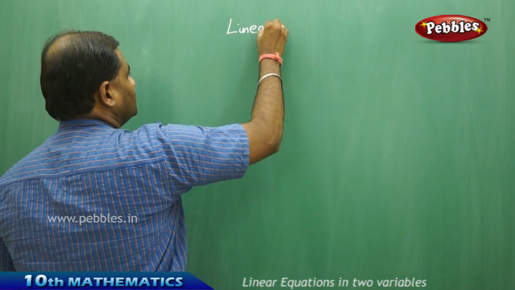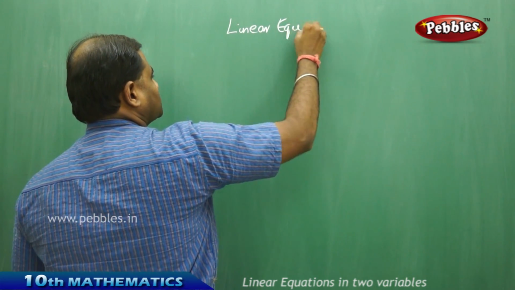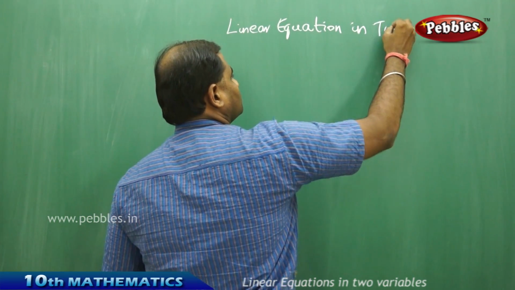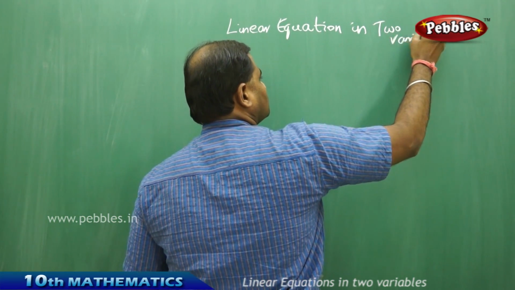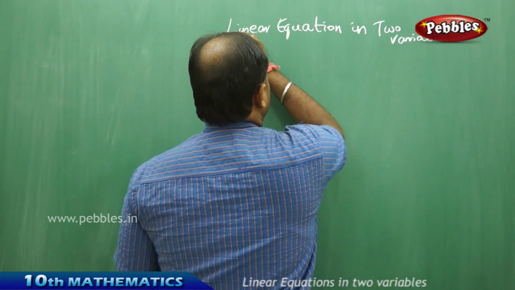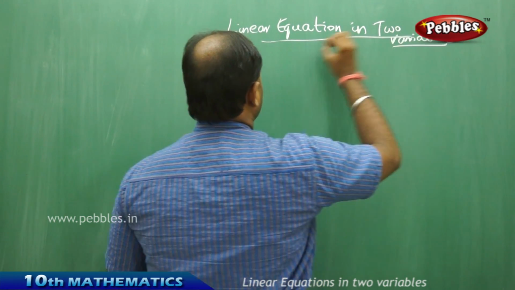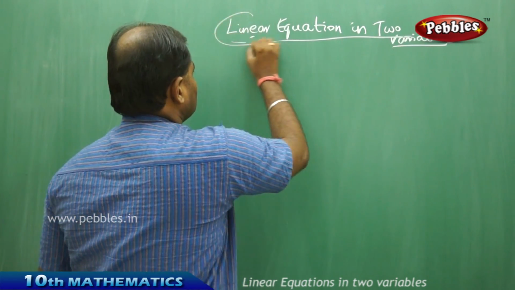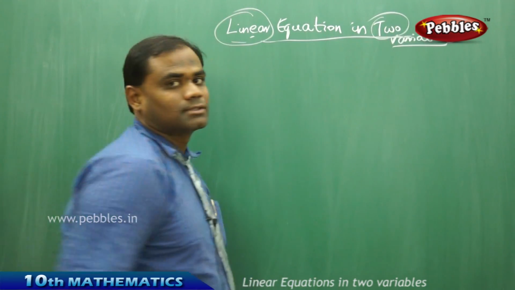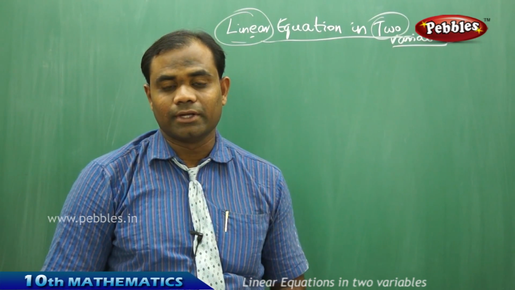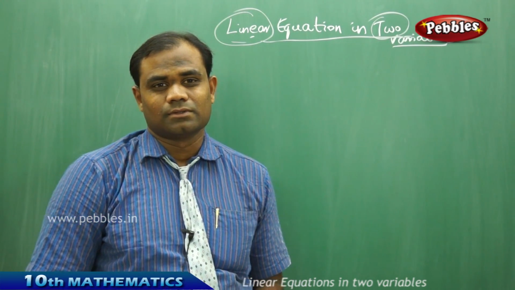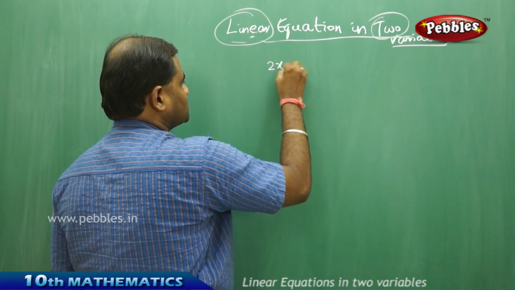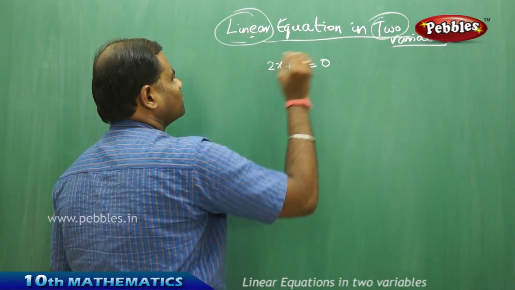Initially with the heading linear equation in two variables. The condition here is that the equation must be linear and must consist of two variables, is what is defined as a linear equation in two variables. Say let's start with, say for example, I take 2x plus 3 equal to 0.